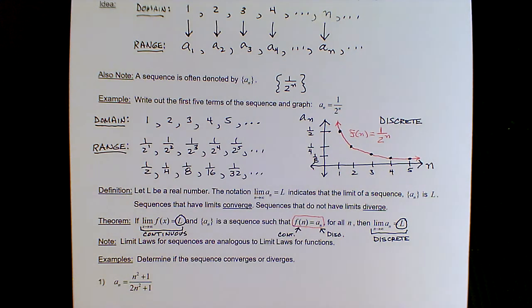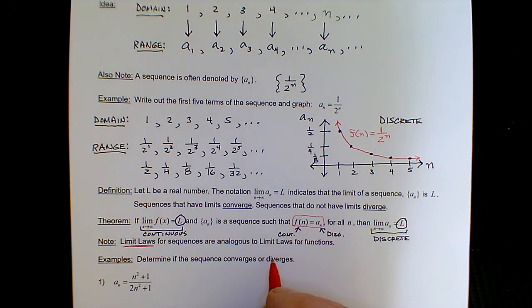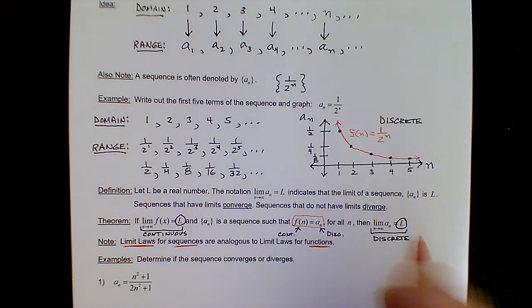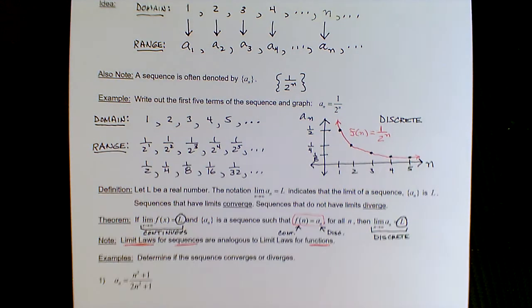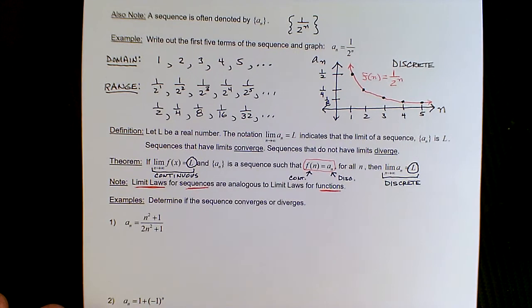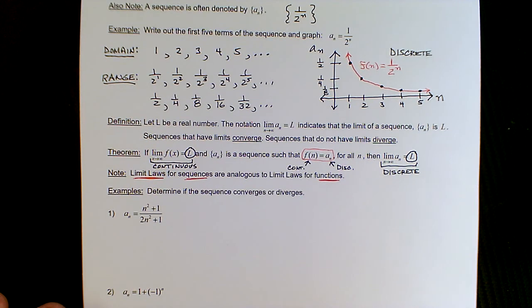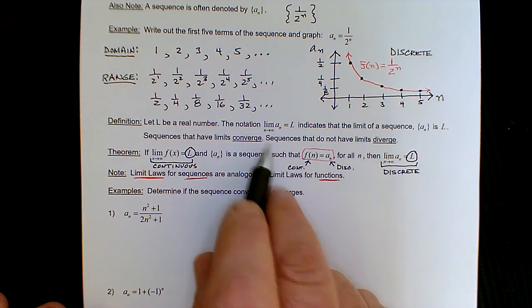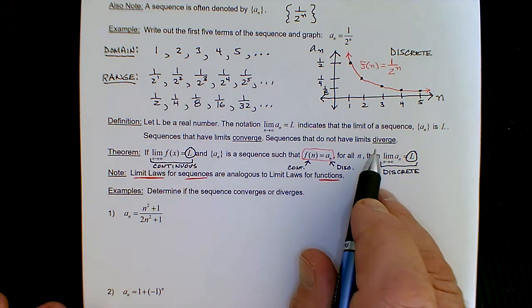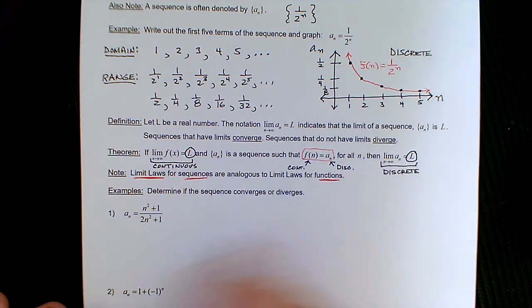So the whole point here is this. What the definition and the theorem allow us to do is use our limit laws. Limit laws for sequences are analogous to limit laws for functions. So it allows us to use L'Hopital's rule and all of the limit rules that we've established. So if you have to determine if a sequence converges or diverges, you basically just take the limit, because if the limit exists, it converges. If the limit does not exist, it diverges.